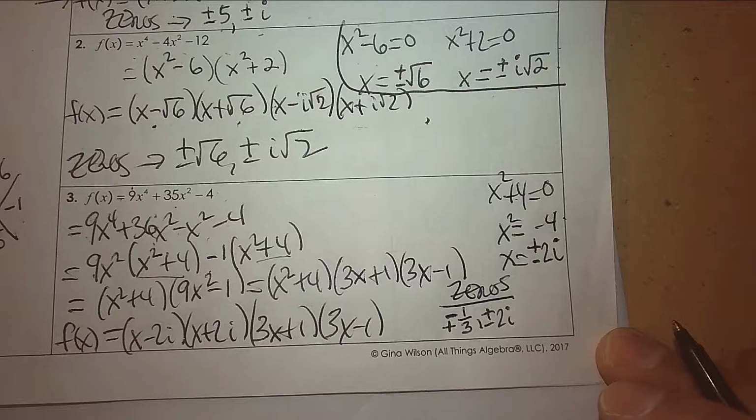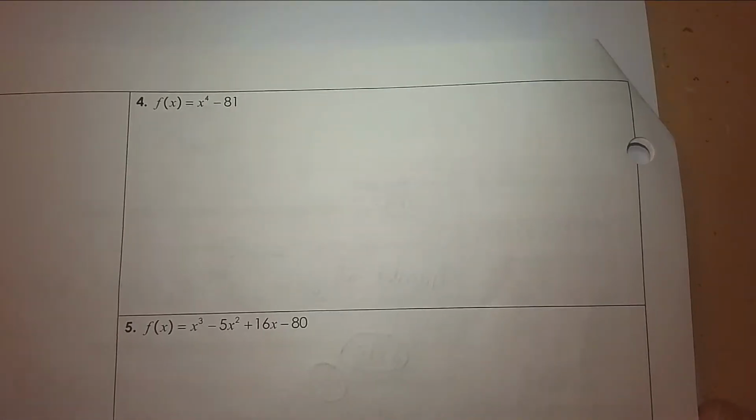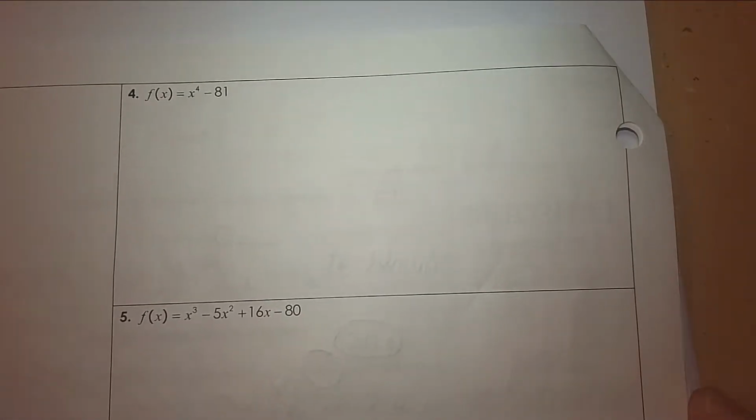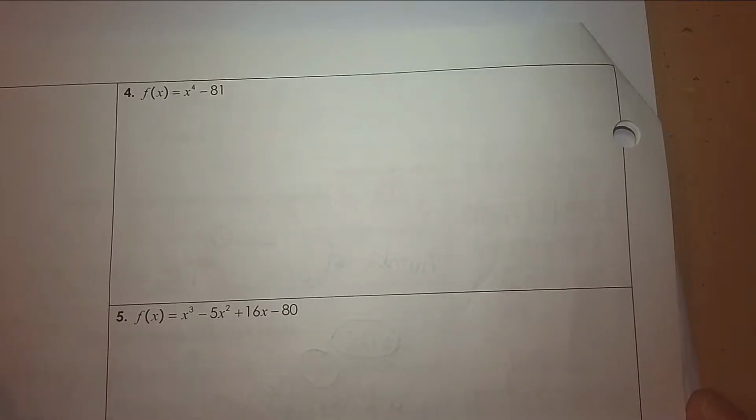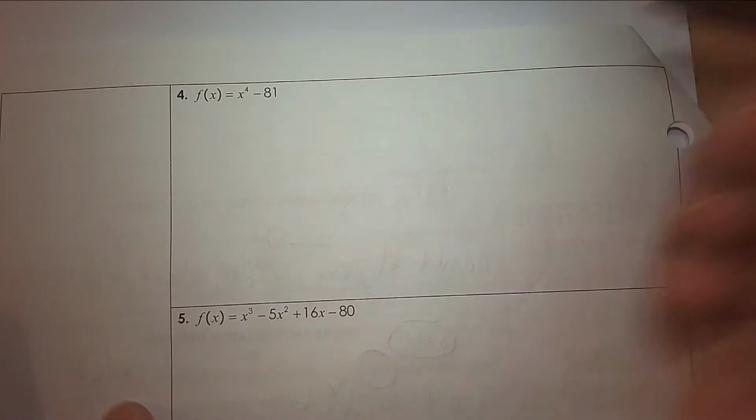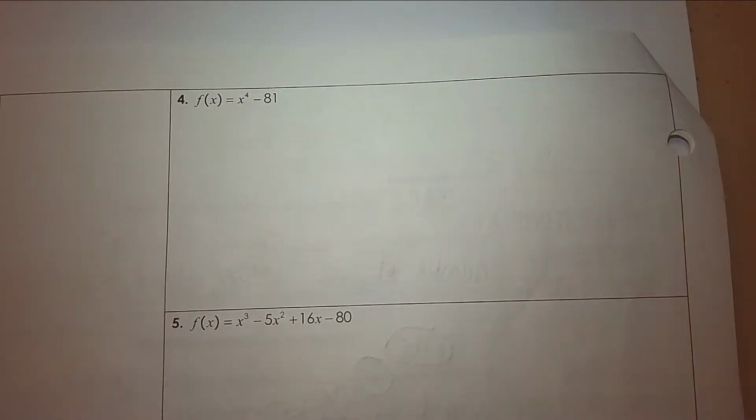All right, turn the page. All right, your turn. I want you to factor number 4. I want you to tell me all the zeros. And when you factor it completely, there is no longer any quadratic factors. They're all linear factors. So you try number 4, then I'll do number 4.